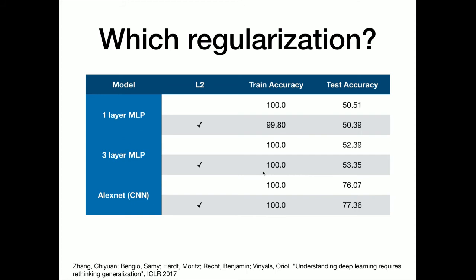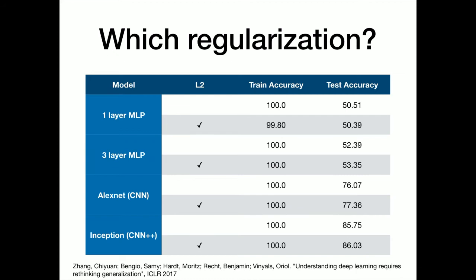Again, you can see, if you add L2, you're gonna squeeze some more performance out of it, but really you wanna use the right structure. That's what will give you the win. Then later on, Google Brain came up with the Inception architecture, which is just like ConvNets on steroids. And this gives you another 10% boost, just by fiddling with the structure.